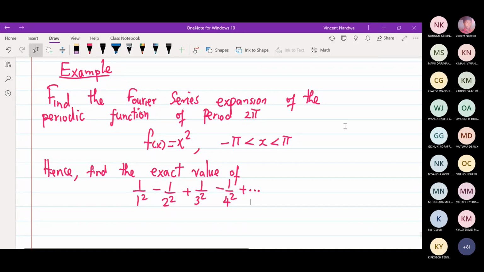So this is the next example. To find the Fourier series expansion of the periodic function of period 2 pi. So the function is f of x equals x squared, x defined from minus pi to pi. And then to use the result we get for the Fourier series to find the exact value of the series, 1 over 1 squared minus 1 over 2 squared plus 1 over 3 squared minus 1 over 4 squared plus other several terms, taking the same form.